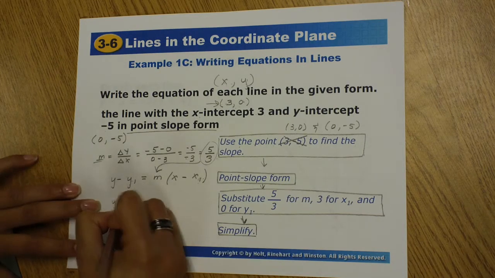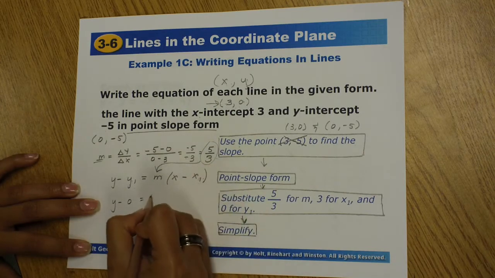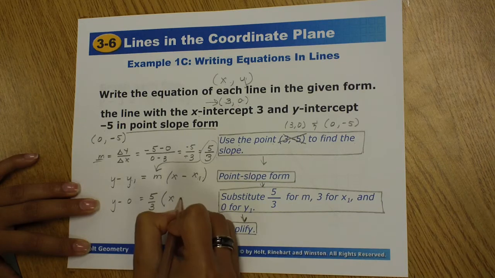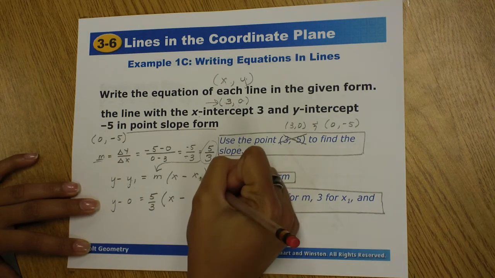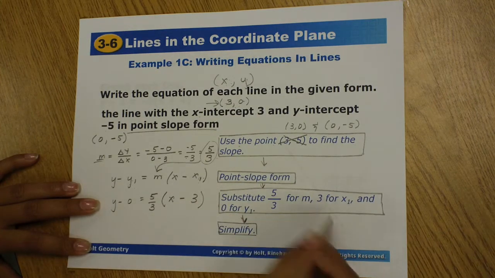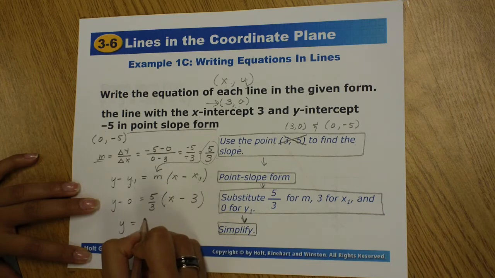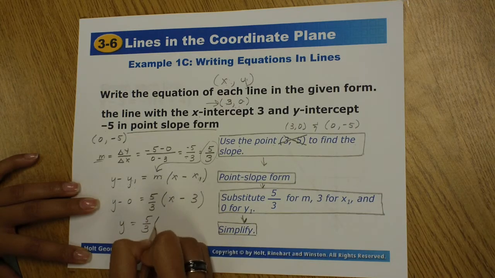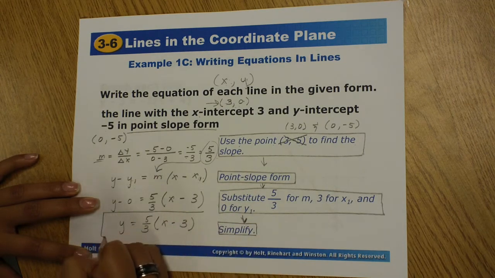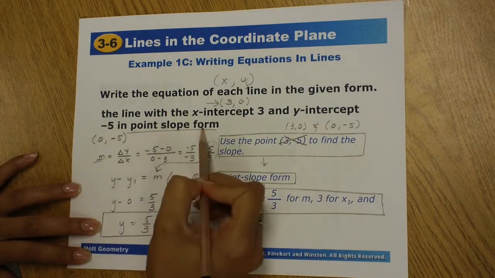You have y minus, your y value is 0, equals, our slope we found was 5/3, times x minus, and then our x value was 3. This you would probably have to simplify, so you'll end up with y minus 5/3 times x minus 3. And that would be your equation in point slope form.